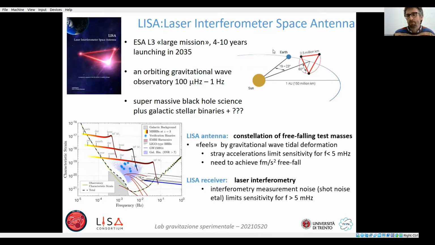And a large part of our research here in Trento is dedicated to realizing the hardware needed to obtain a constellation of free-falling test masses with high accuracy, which means several femtometers per second squared acceleration noise, and demonstrating that this is actually experimentally possible.